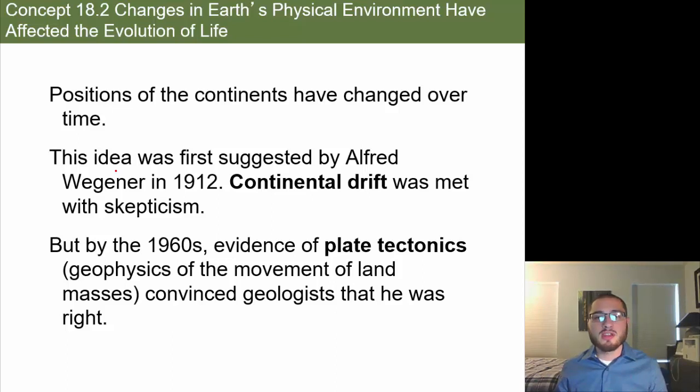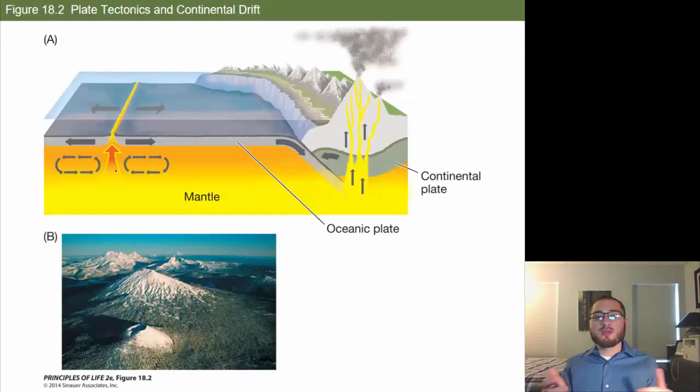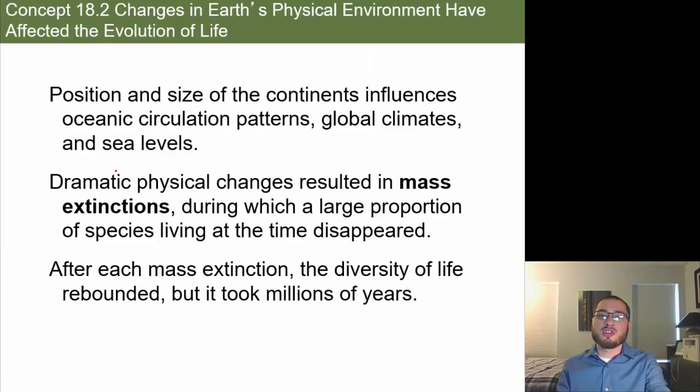In 1912, Alfred Wegener came up with this idea of continental drift, which people didn't really believe. But by the 1960s, they had evidence of plate tectonics, the idea that land masses are able to drift and shift. That's where they were able to figure out that the Earth is constantly changing. Just like organisms are constantly evolving, the Earth is also constantly changing with it, and that is causing disruptions within the Earth itself.